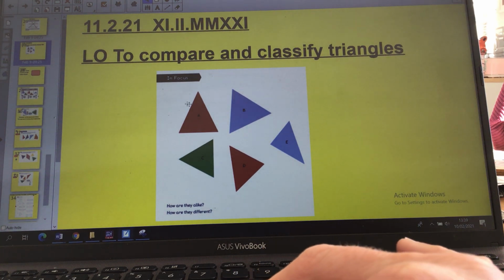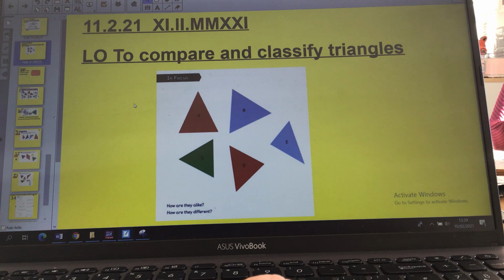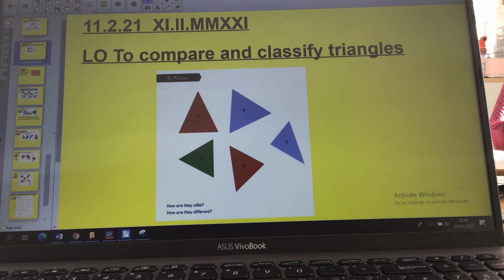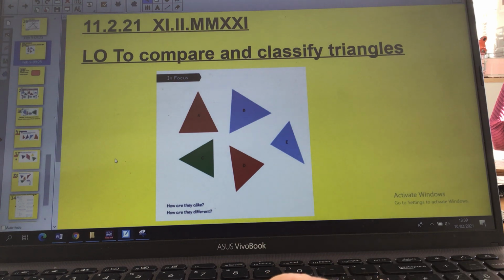But these two here are red, this one is green and these are blue. You can just about see. And if you were comparing them or saying what they were like or how different, you might say, oh, well, some are red, some are blue, and there's one that's green. You might say some of them are larger, some of them are smaller. You might say, well, they're all the same because they've all got three sides and three angles. There's lots of different ways you can compare, and we're going to think about that today.